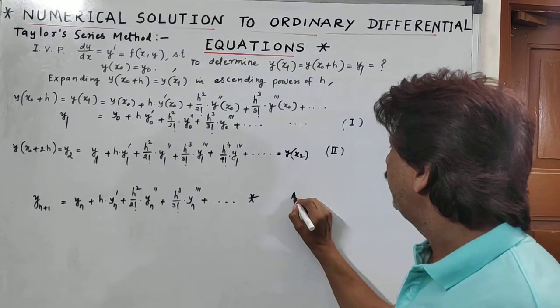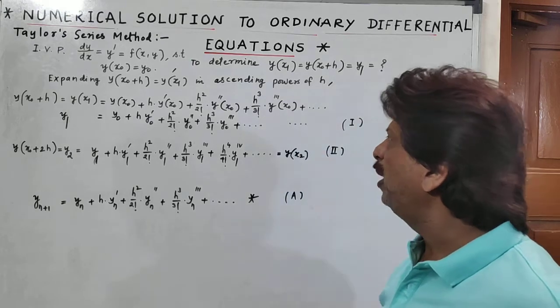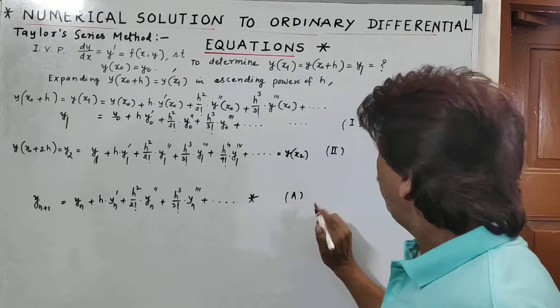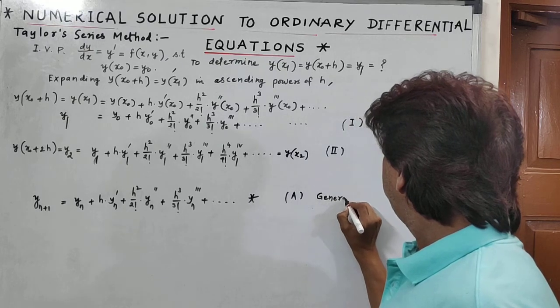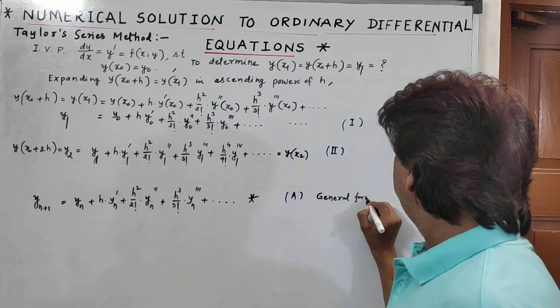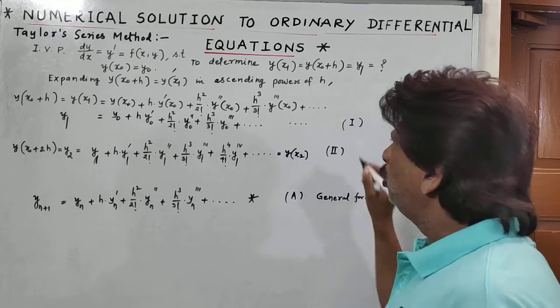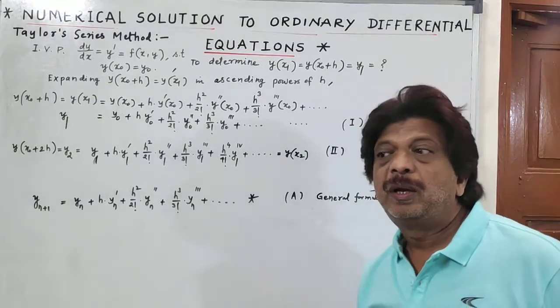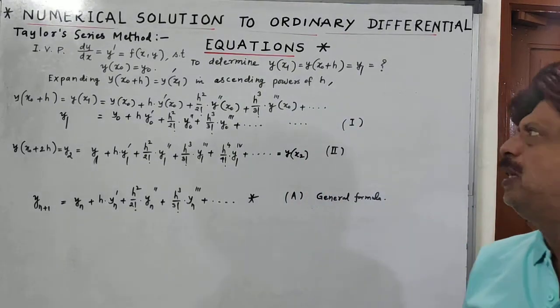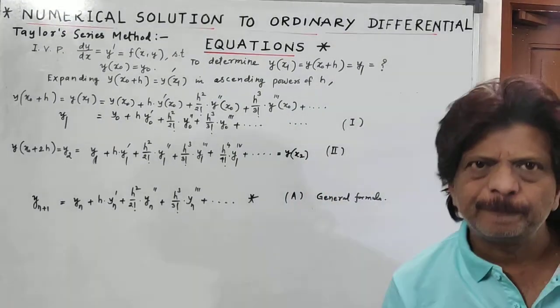Let me call this as A. So note down these three formulae, 1, 2 and this general formula. So using these formulae, we shall solve one numerical based on this. So note down this.